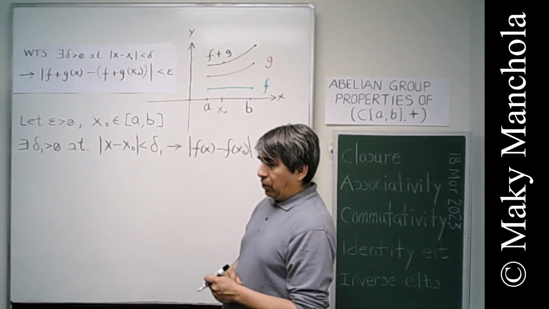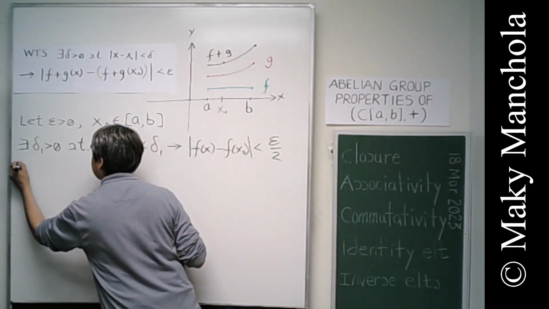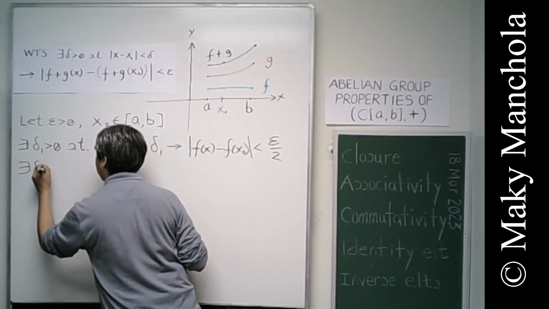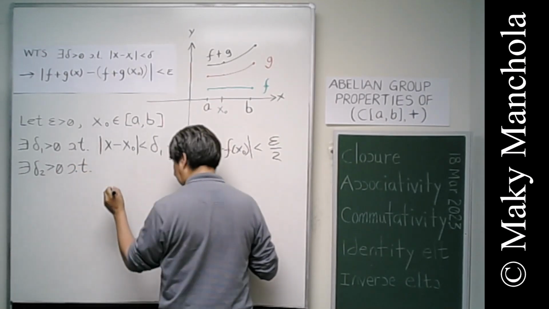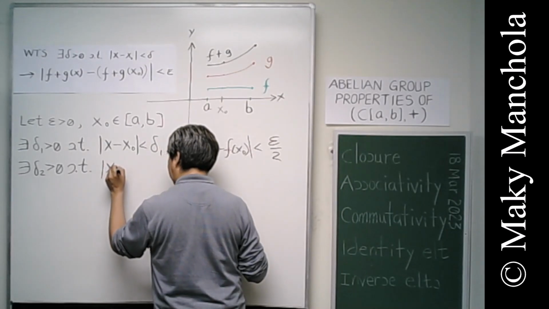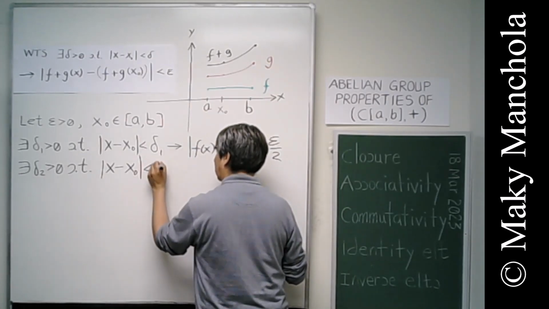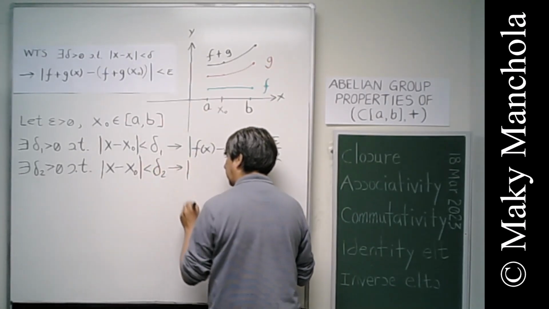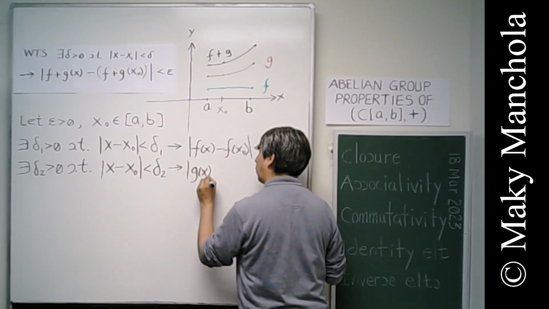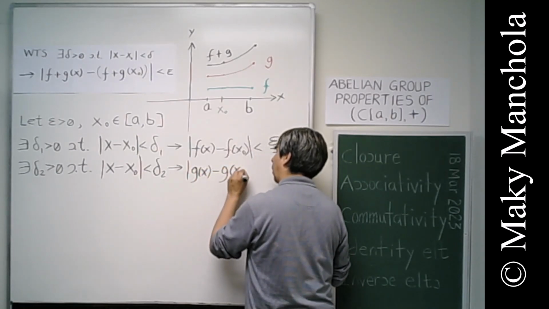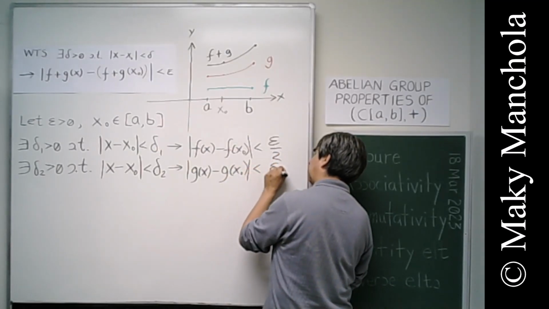Now, similarly, by continuity of function g, there exists a delta 2, greater than 0, such that if the absolute value of x minus x0 is less than delta 2, that implies that the absolute value of g of x minus g of x0 is less than epsilon over 2.